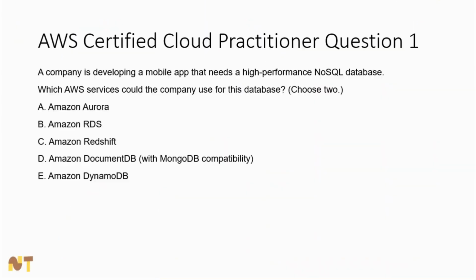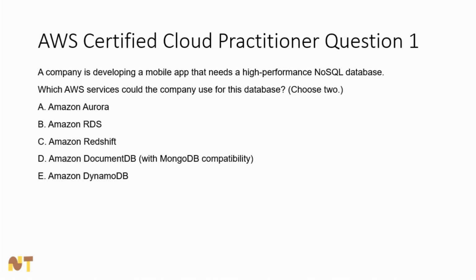A company is developing a mobile app that needs a high performance NoSQL database. Which AWS service could the company use for this database? Choose two. Options are A. Amazon Aurora, B. Amazon RDS, C. Amazon Redshift, D. Amazon DocumentDB with MongoDB compatibility, E. Amazon DynamoDB.